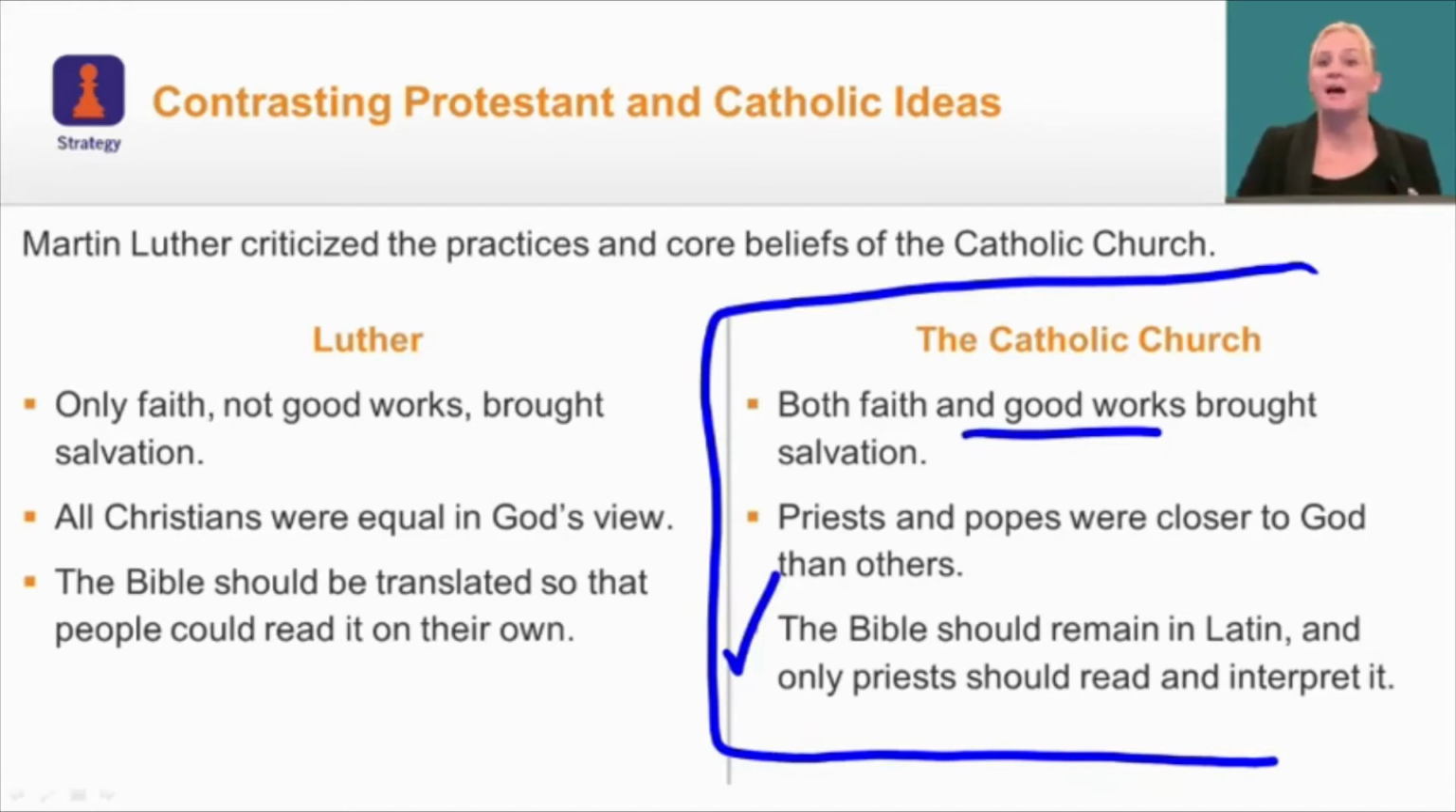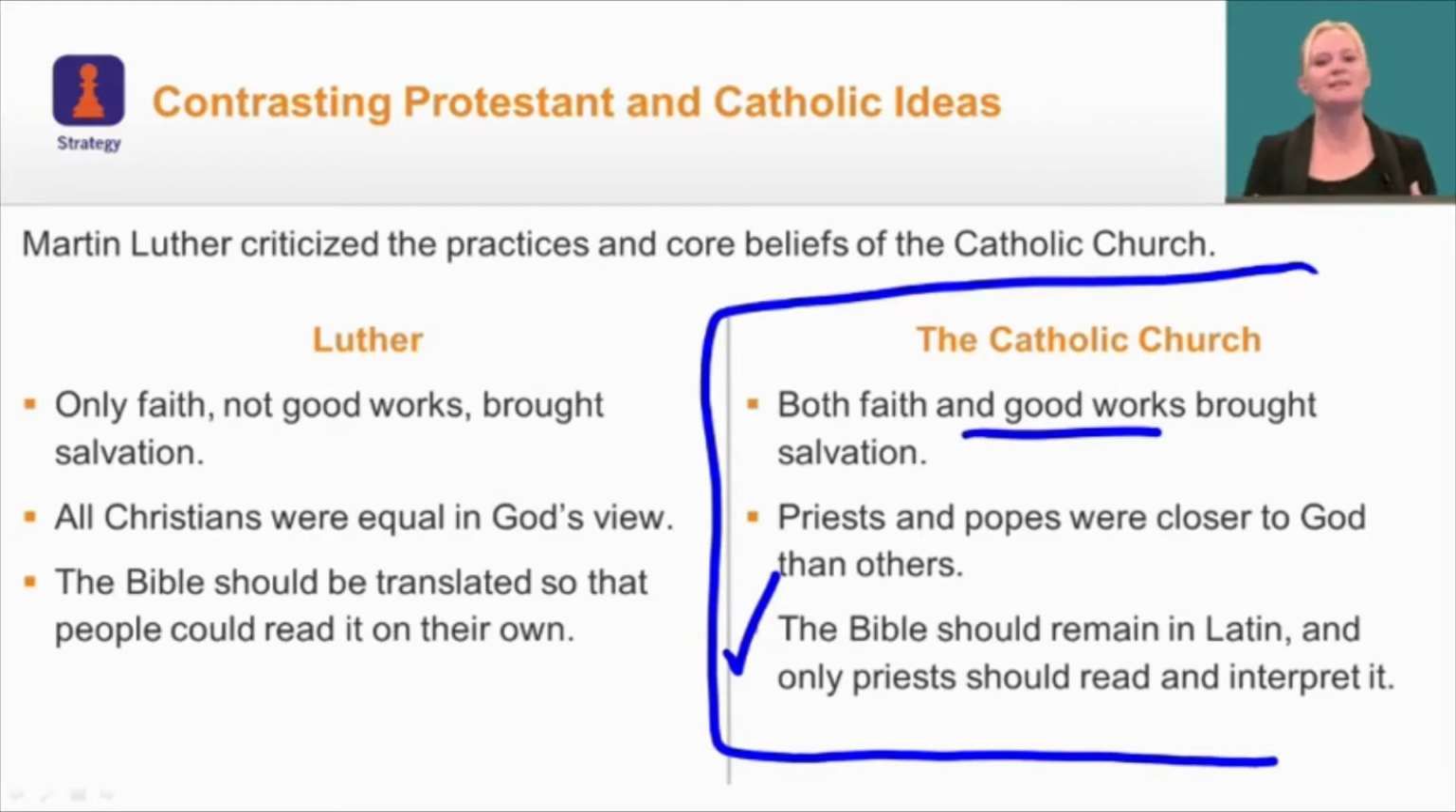Now, remember that the Renaissance is going on right now, and that the idea that you should question authority and learn things for yourself was so important. And so the idea that this Bible should remain inaccessible to the people and that only priests and popes should be able to interpret it, that was an unpopular idea at this time.